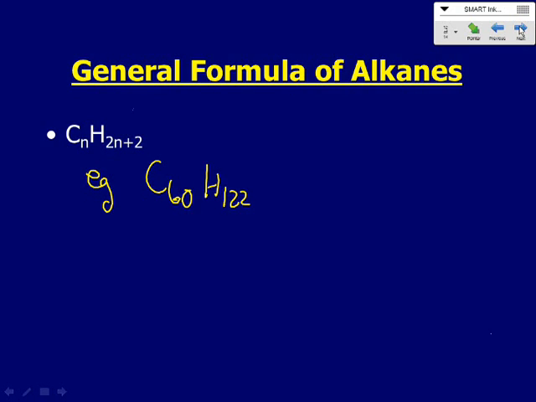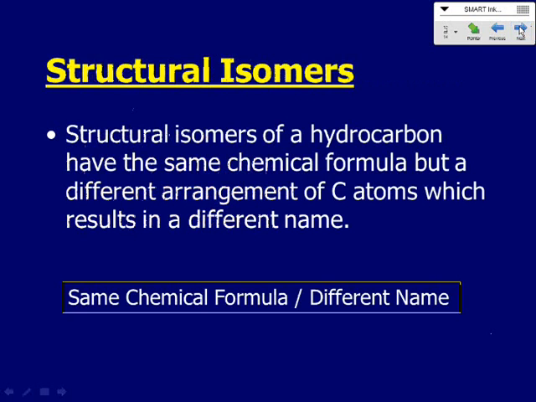So next I want to define structural isomers, because I just talked about it. Structural isomers of a hydrocarbon have the same chemical formula, but a different arrangement of carbon atoms. The easy way to determine whether you've got structural isomers is to name them, and if the names are different, you will have 2 different molecules. The naming system has been created so that isomers cannot have the same name, so they're not confused. That's the way the naming system was designed.